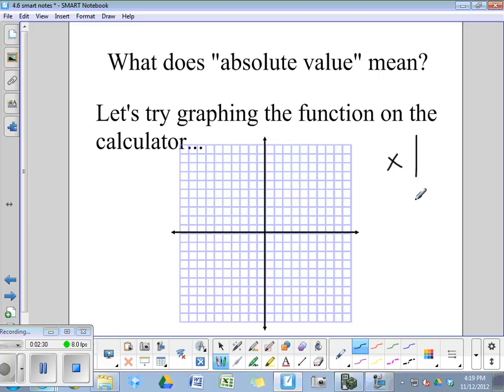If we made a table of values x and y, when you plug in 0 for x, the absolute value of 0 is 0 for y. So there's a point in the middle at 0, 0. Again, we're graphing the absolute value of x.